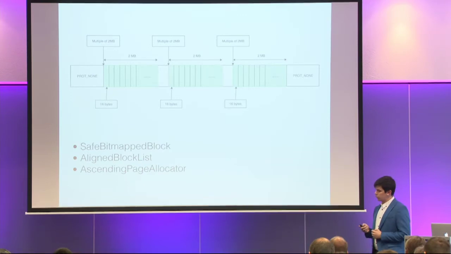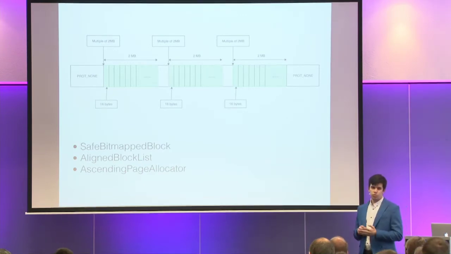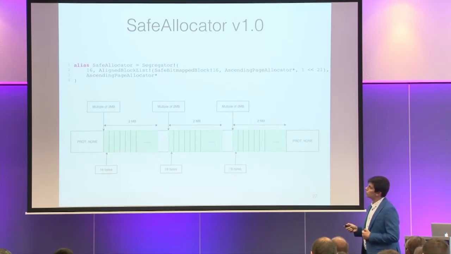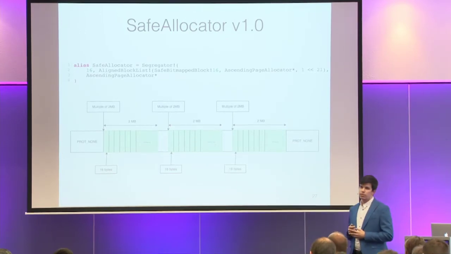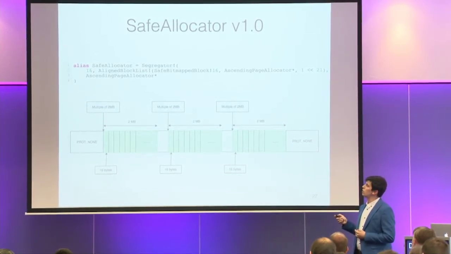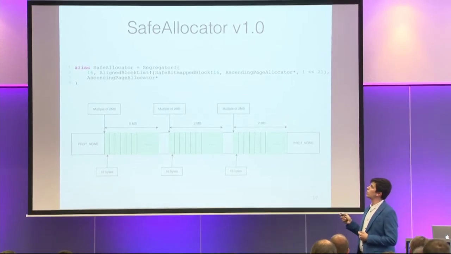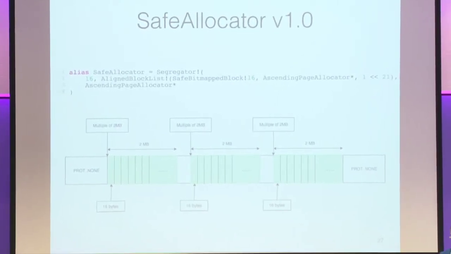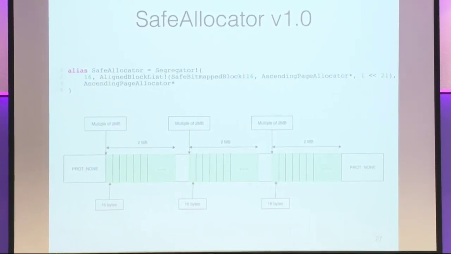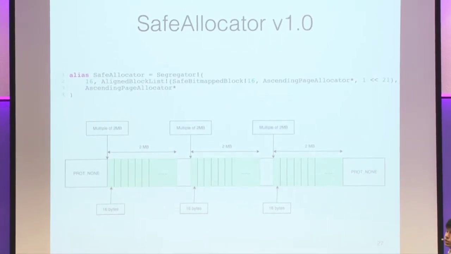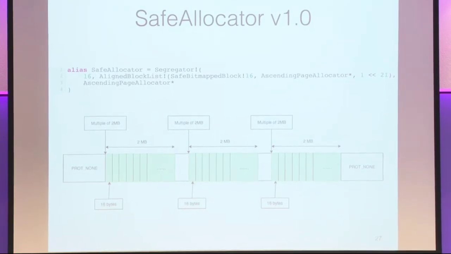And now, to use the building blocks property to properly define this, we're going to get this. If we want to allocate 16 bytes or less, we're going to forward the allocation to an align block list, where each chunk is managed by a safe bitmap block, draws memory from ascending page, and length and alignment are 2 megabytes. For larger sizes, we just forward directly to the root allocator, the ascending page. So for the particular case of 16 bytes, this will work perfectly.